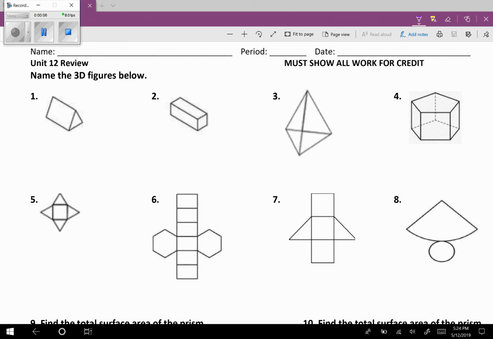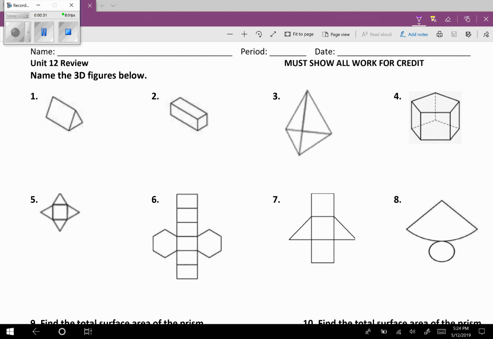Now, I'm going to do the odds, and you're going to be responsible for the evens. And so you have to show all of your work on all the problems, odds and evens, to get credit for the review on the test, which is going to be tomorrow. So the first section here, they're asking us to name the figures.